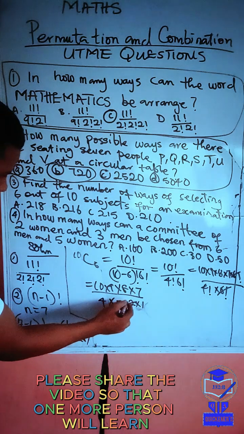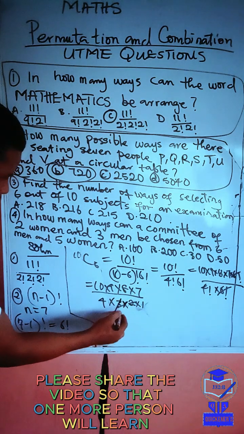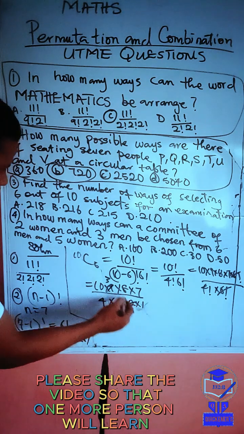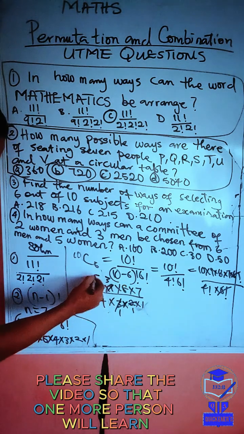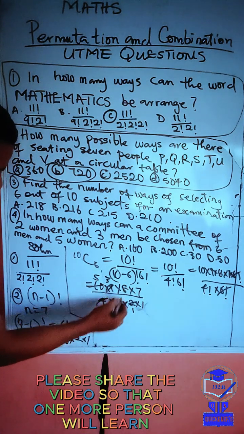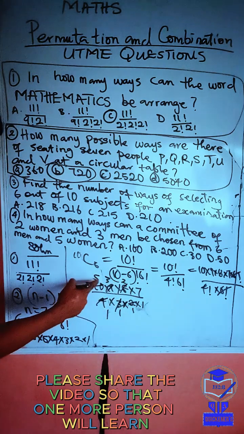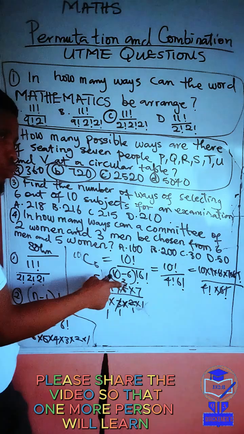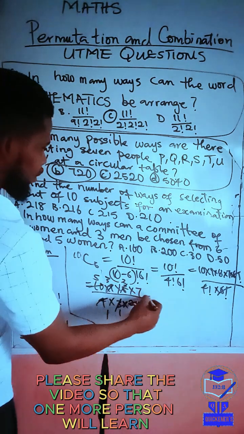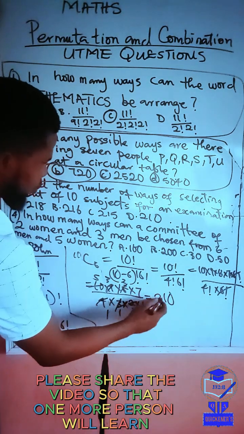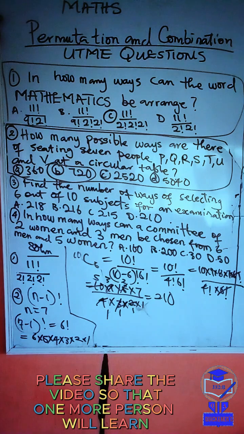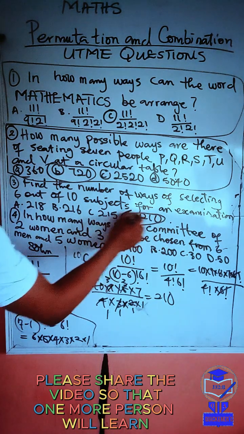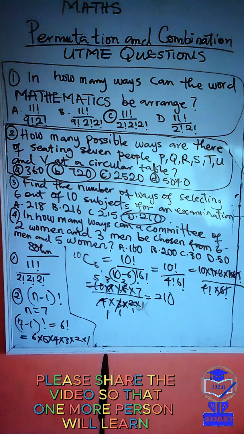Okay, let's take it one by one. 3 here is 1, 3 here is 3, right? 2 here is 1, and 2 here is 5, right? 4 here is 1, and 4 here is 2. So what do you have? 5 times 3, 15, times 2, 30, times 7. That's 210, right? 210. So our answer is 210. Are you getting me now?